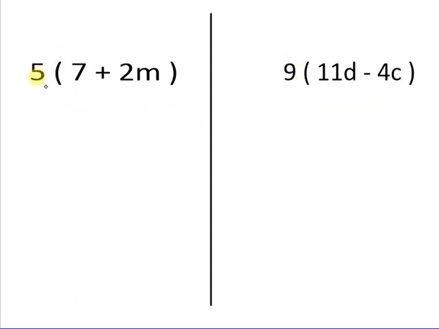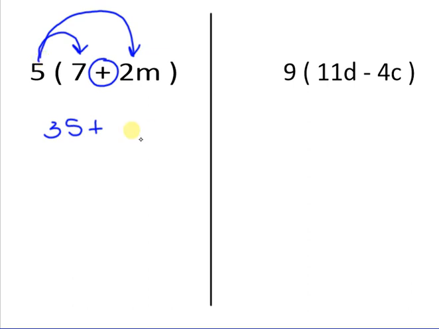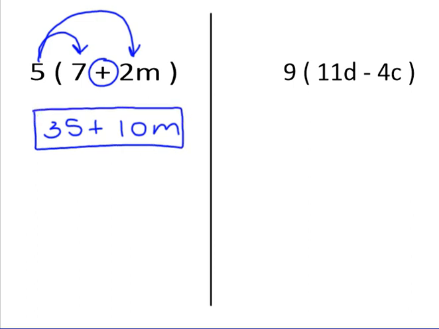All right, here's 5, and I'm going to distribute it out to the two terms. 5 times 7 is 35. I have an addition sign, so I'm going to bring that down. And then 5 times 2m is going to be 10m. That is my final answer. I cannot combine it any further.